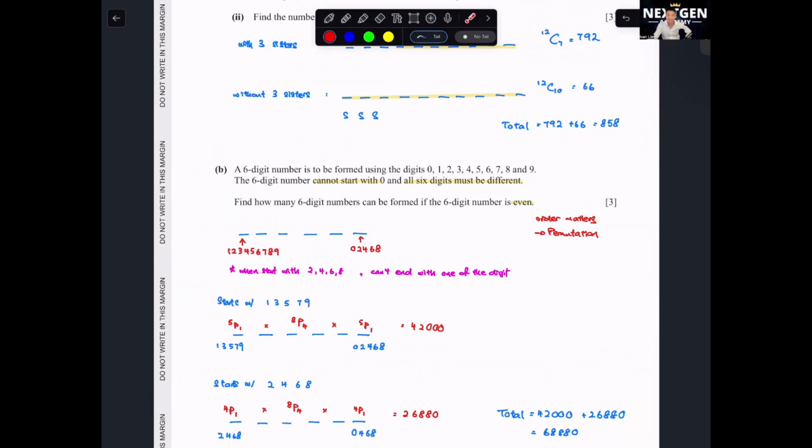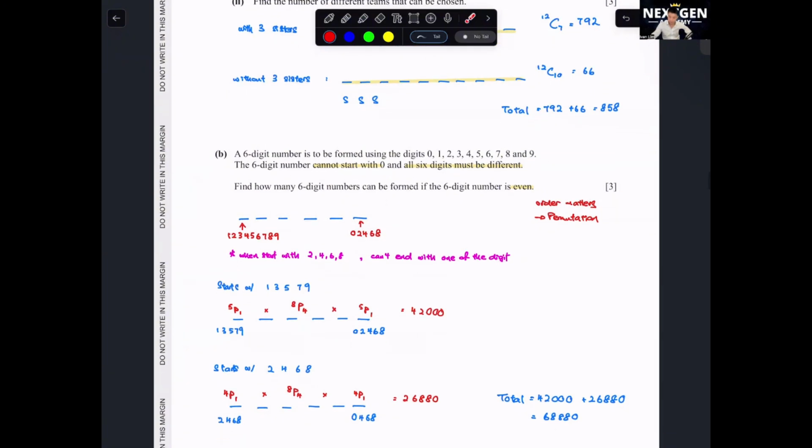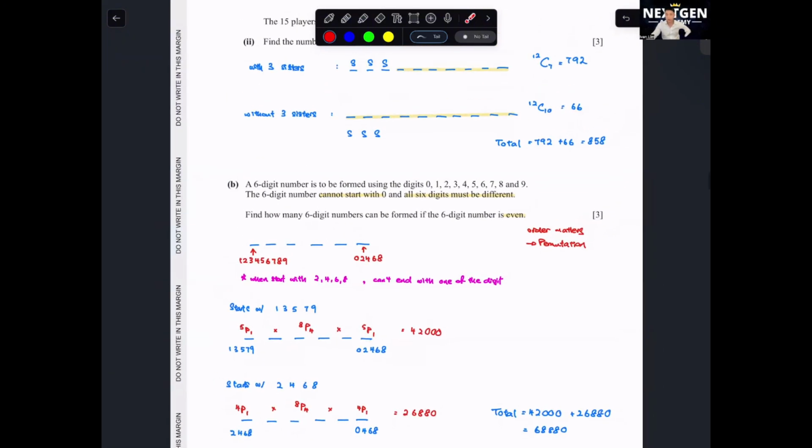Type this straight into the calculator. Don't use a formula, don't waste time. In the exam, you don't have time to waste. Sometimes when you type in the formula, you may type it wrongly also. So just type 12C7 in your calculator and you get the answer straight away. Alright, number 4. Can you type 4?